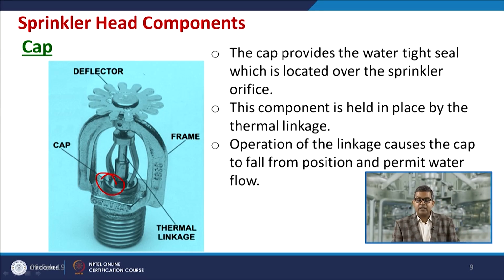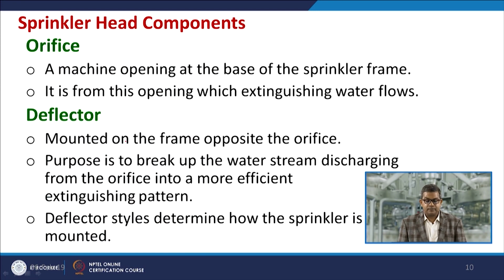Then the cap, this one. The cap provides the watertight seal which is located over the sprinkler orifice. This one is the sprinkler orifice. Now this component is held in place by the thermal linkage. So operation of the linkage causes the cap to fall from the position and permits the water flow.